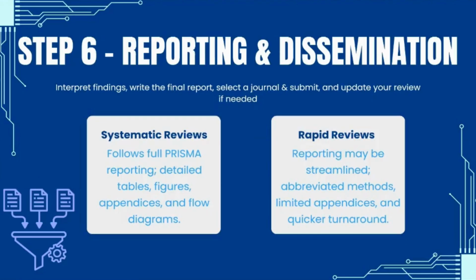Finally, in Step 6, you'll report and disseminate your findings. For systematic reviews, follow the PRISMA guidelines to report every aspect of your research clearly. This includes tables, figures, and flow diagrams. Rapid reviews may have a more streamlined report, but it's still critical to disclose your methods, findings, and limitations. Your findings may be published in journals, presented to stakeholders, or used to inform policy decisions.